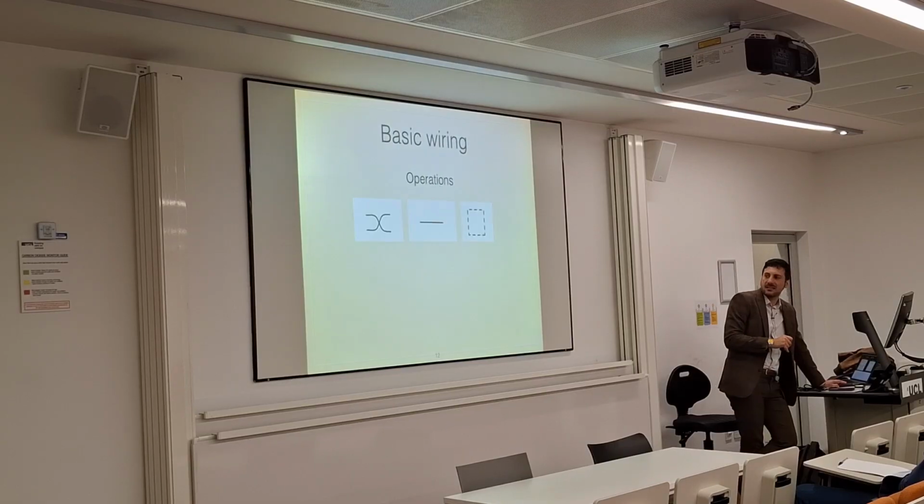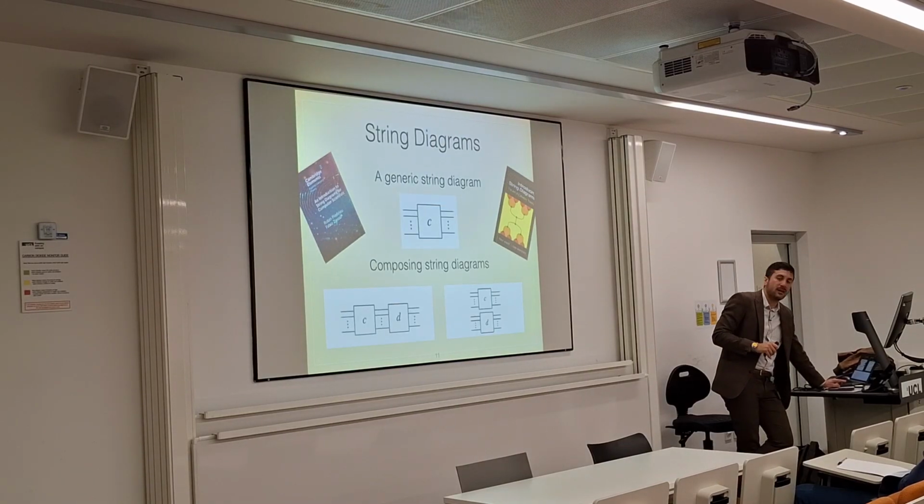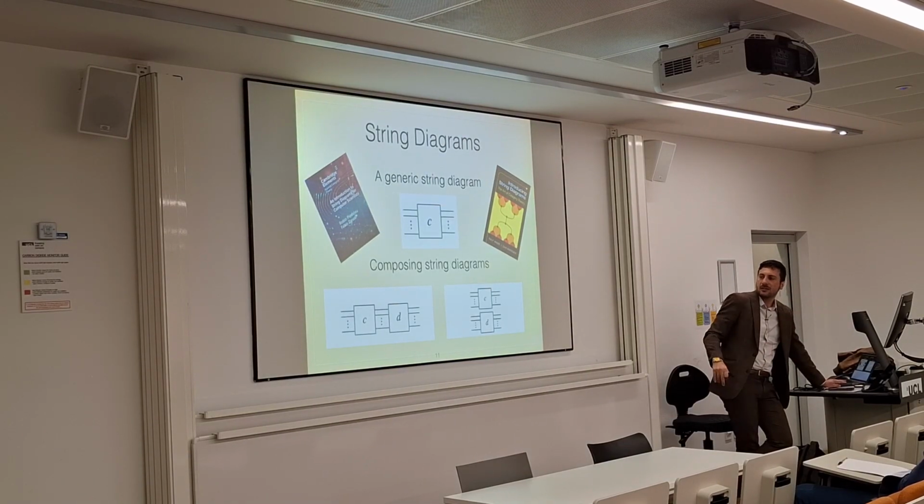There are two fundamental ways in which these string diagrams compose. The first is sequentially, provided that the C process has the same number of dangling wires on the right as the D process has on the left. So this corresponds to a sequential composition of processes: I first execute C and then I execute D. And instead, I can always do this, namely put them one over the other. This is a parallel composition: I execute C and D independently.